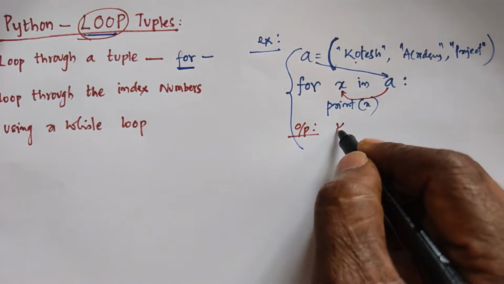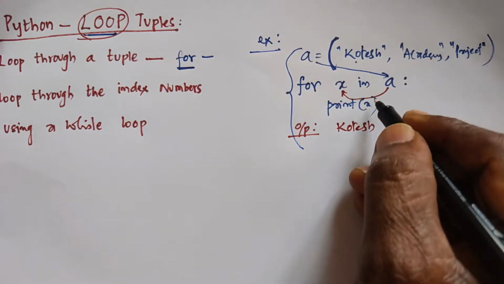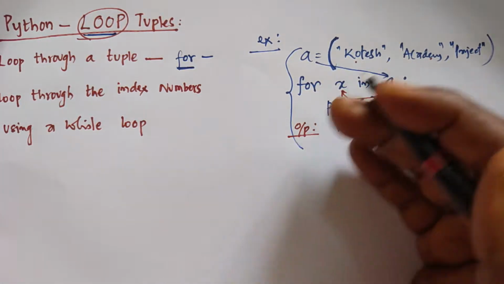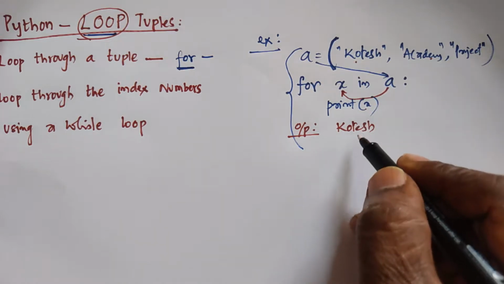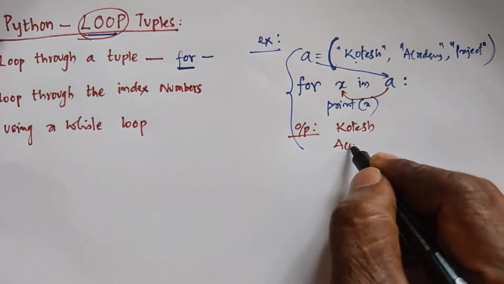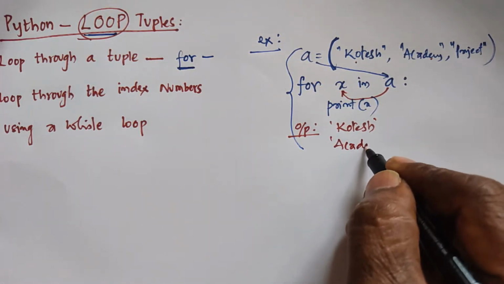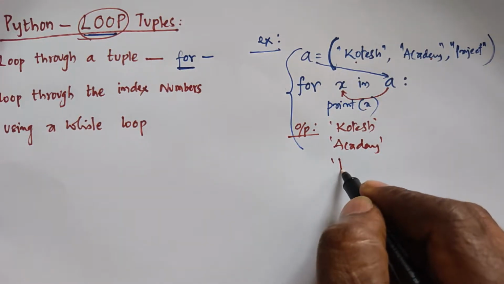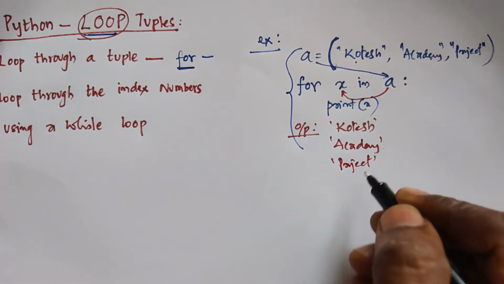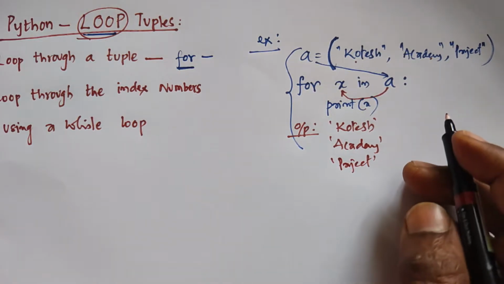So what is the first value? It is quotation. Okay, next, step by step the for loop is incremented by 1. The next value is academy. Next one is project. Like that we can get the output for this example.